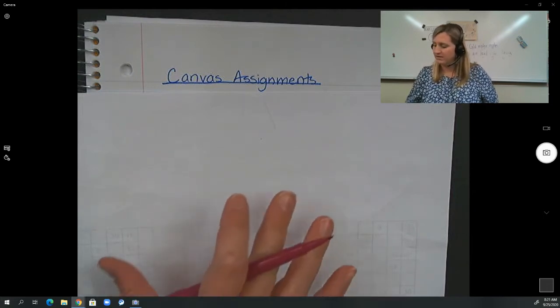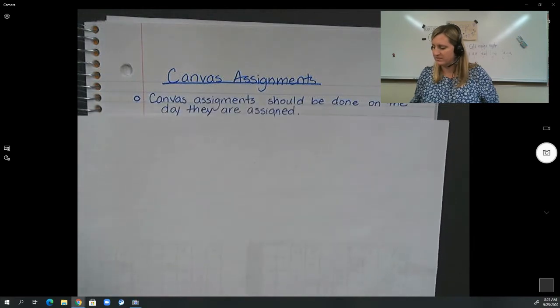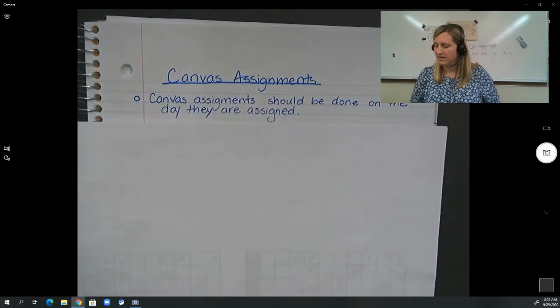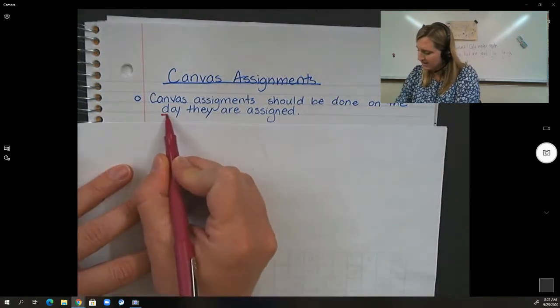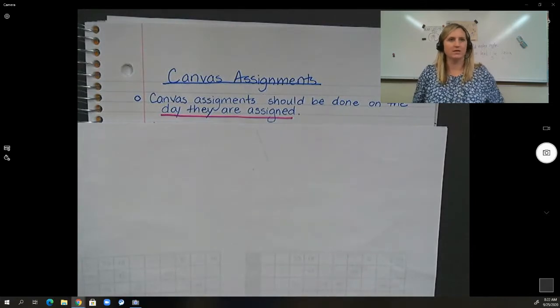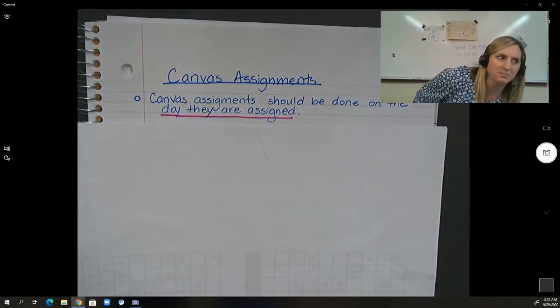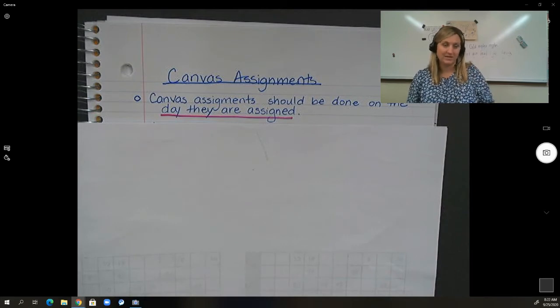Okay. The first note that I want you to take is what the expectation is around these assignments. Canvas assignments should be done on the day they are assigned. Anytime we are working through things, if it's a Monday, for example, any assignment that I put out on Monday, the idea is that you do it on Monday. The reason for that is that they don't pile up and become a problem for you later.